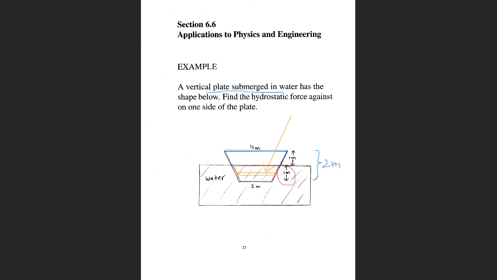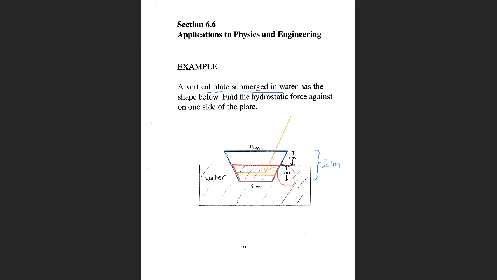Yes, question, Nathan? Are we trying to find the hydrostatic force on the bottom or the sides? Well, this plate, think of it like we're dipping the plate. It's the hydrostatic force. This is just like a thin plate. Pretend like it's thin. You're not worried about the side of the plate. You're worried about the front of the plate.